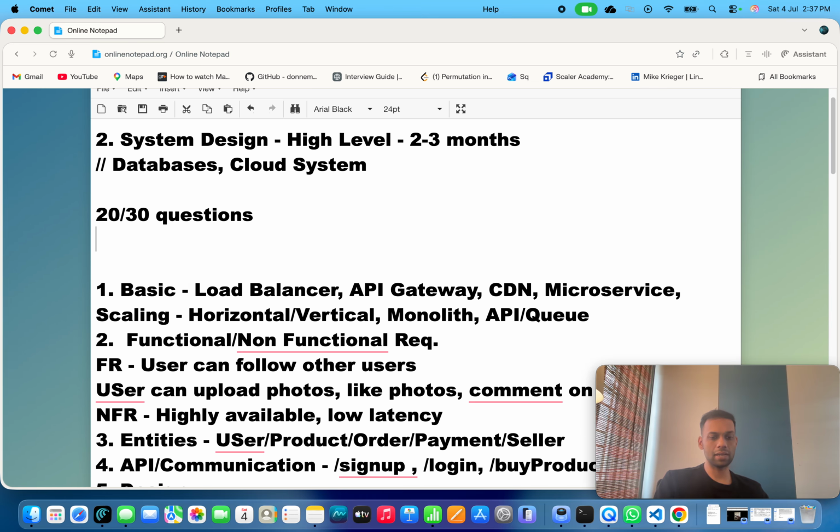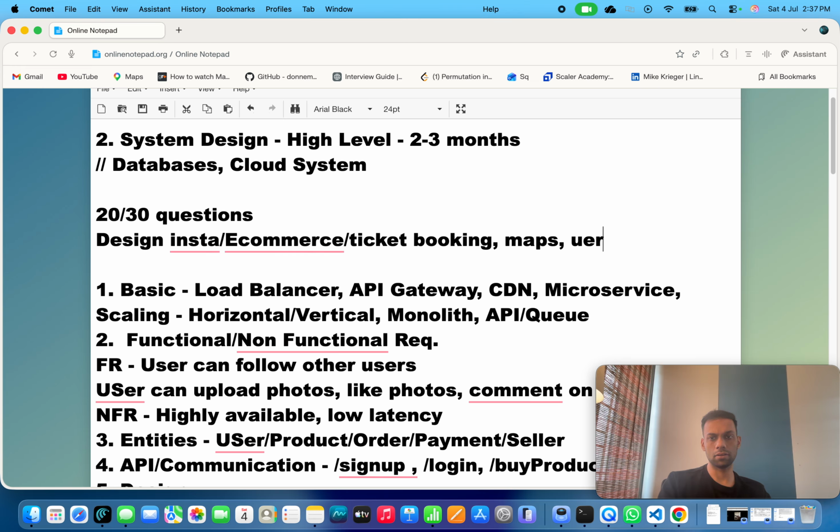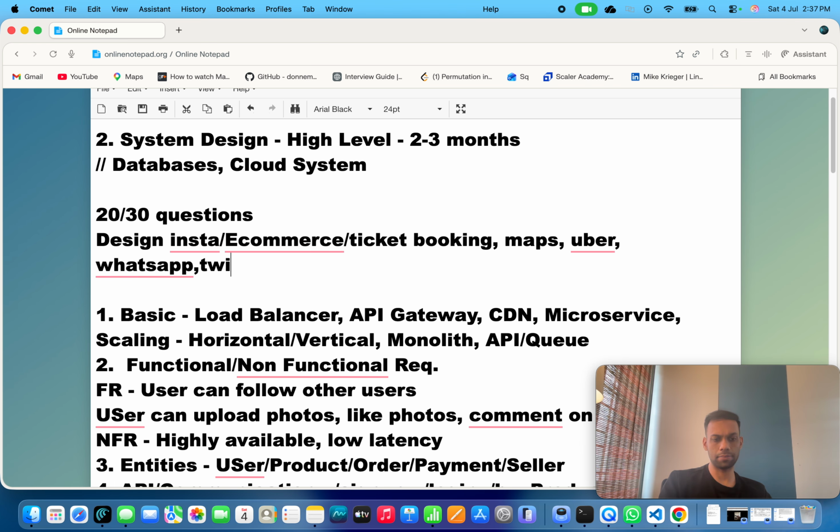How it should look like: design Instagram, shopping management, or maybe e-commerce is a good name, maybe ticket booking, maps, Uber, maybe your WhatsApp, Twitter. There can be n number of different questions, but the pattern is the same.